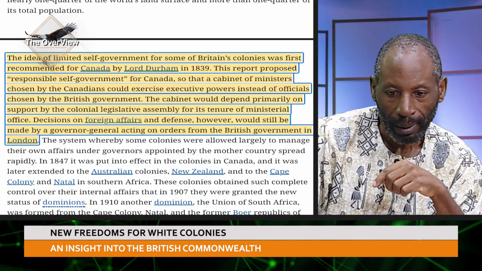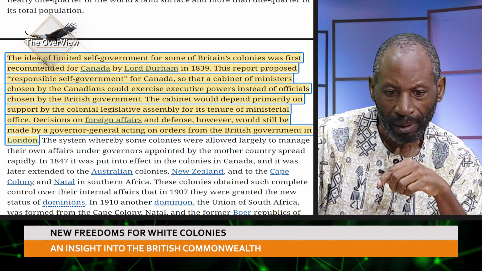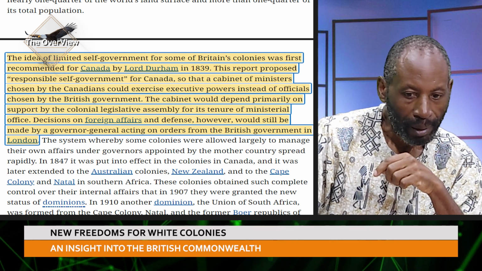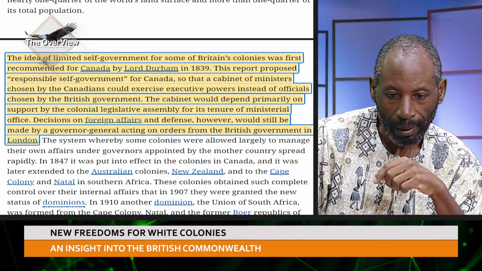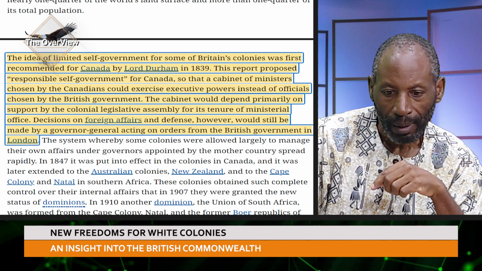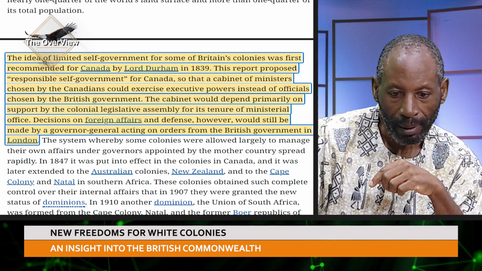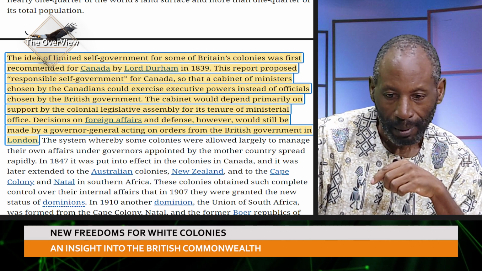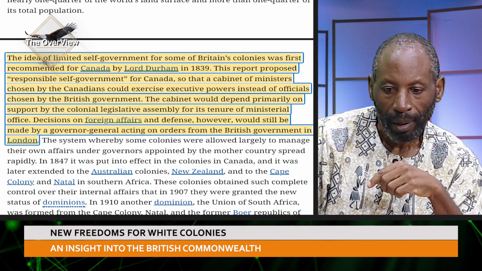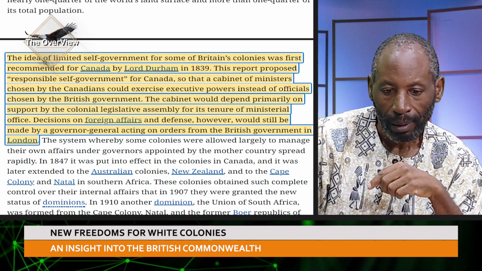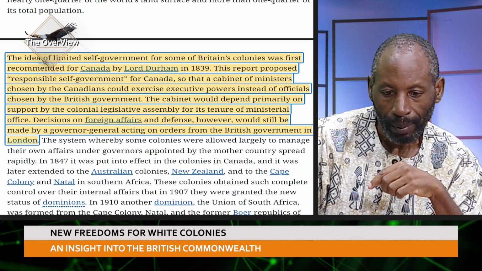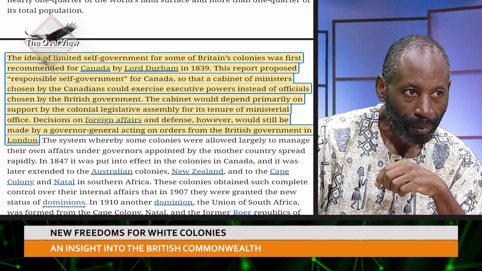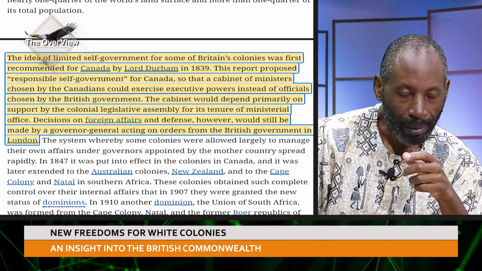So this Lord Durham in 1839, almost you could say recommended or made a request, according to the report. So they were requesting more responsible self-governance for Canada, so that it could elect its own cabinet of ministers chosen by the Canadians themselves, or these are the white Canadians, I would say. So it would depend primarily on support by the Colonial Legislative Assembly for its tenure of ministerial office decisions. In terms of foreign affairs, the British government would still be in charge of those things. They would just manage themselves internally.